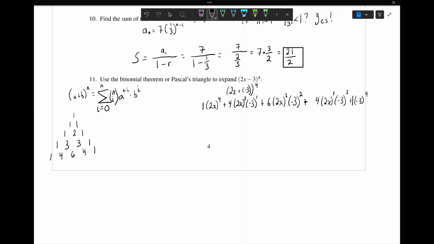Now we get to simplify this, which is a pain, but it works out pretty well. You can use your calculator to help you if needed. I know 2 to the fourth is 16, so I have 16x to the fourth plus, when that all comes together, that actually turns into a negative 96 because of that negative 3. So I have negative 96x cubed. And then when that all comes together, it ends up being a positive, I don't feel like doing that math in my head right now. Let's see, 6 times 2 squared times 9 is 216.